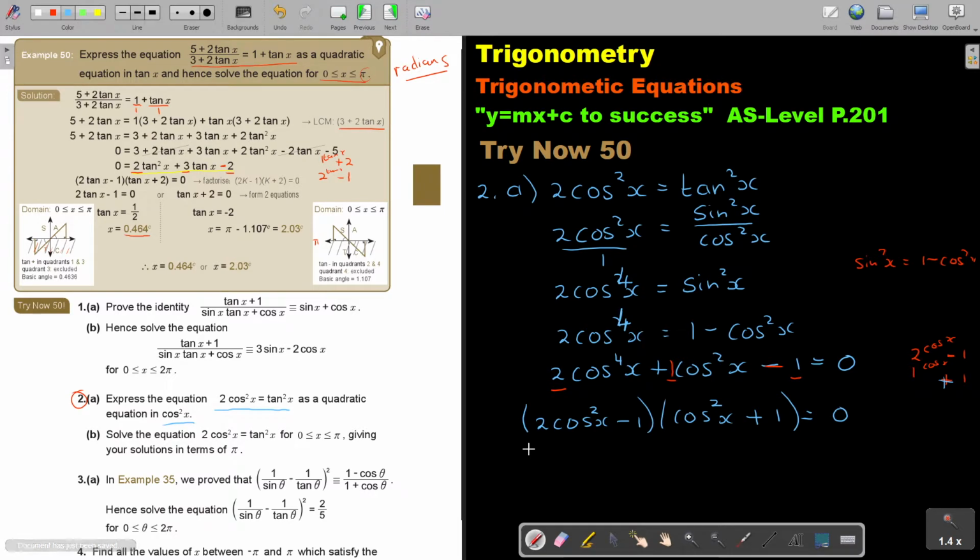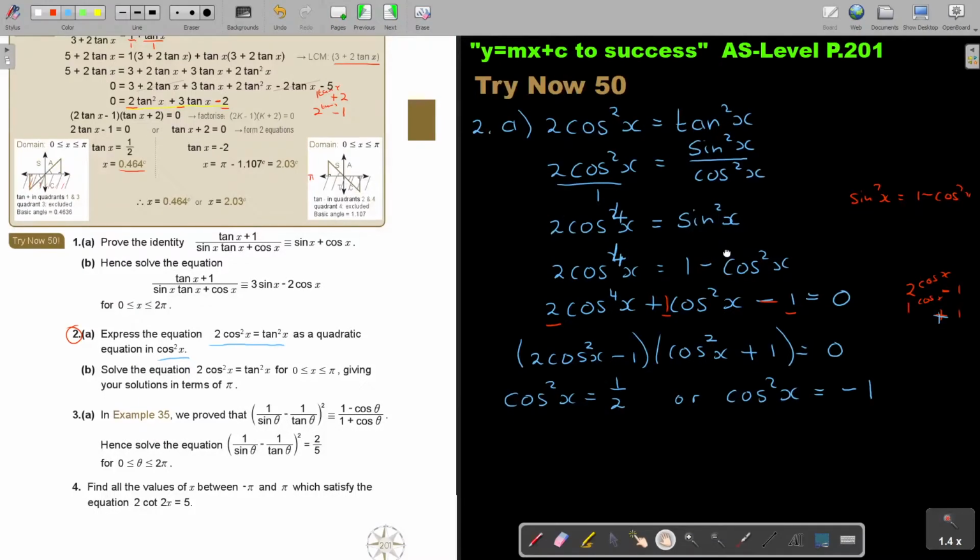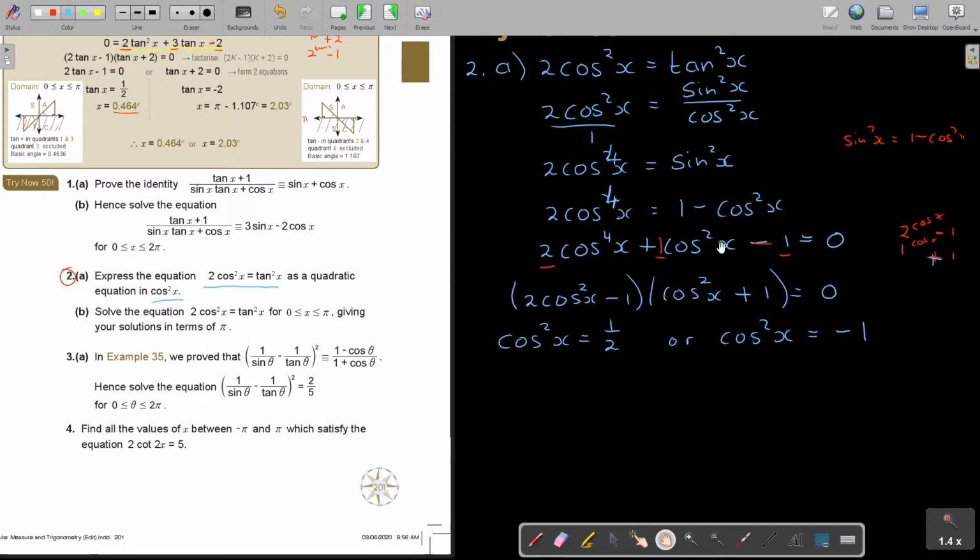So I'm going to get cos squared x is equal to a half, because if this goes over and I divide by 2, or cos squared x is equal to negative 1. Now, as soon as I see, and I said it before, they can sometimes say do it without a calculator. As soon as that happens, remember your special triangles.